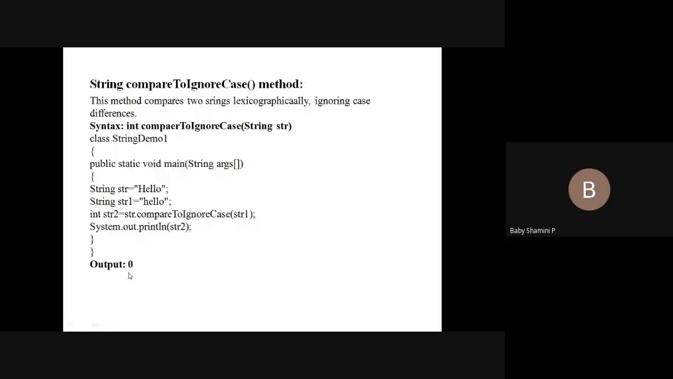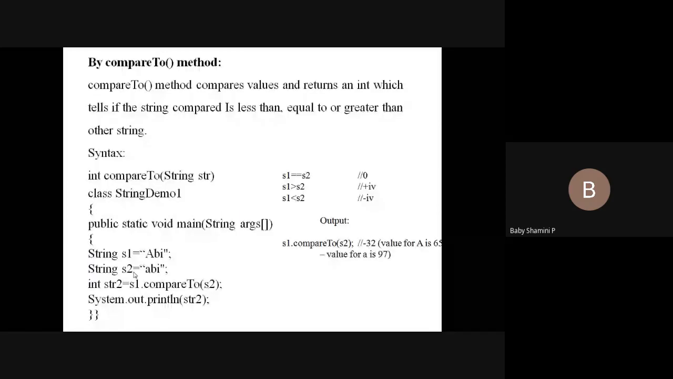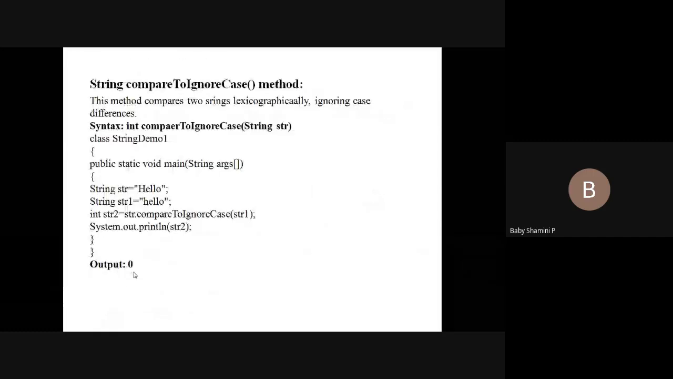So here, the compareTo method considers whether it is capital or small. It checks. But compareToIgnoreCase does not bother about whether it is a capital or small letter. It just finds the Unicode value and performs the operation. So hello and hello are both equal, so it will display the answer as 0.